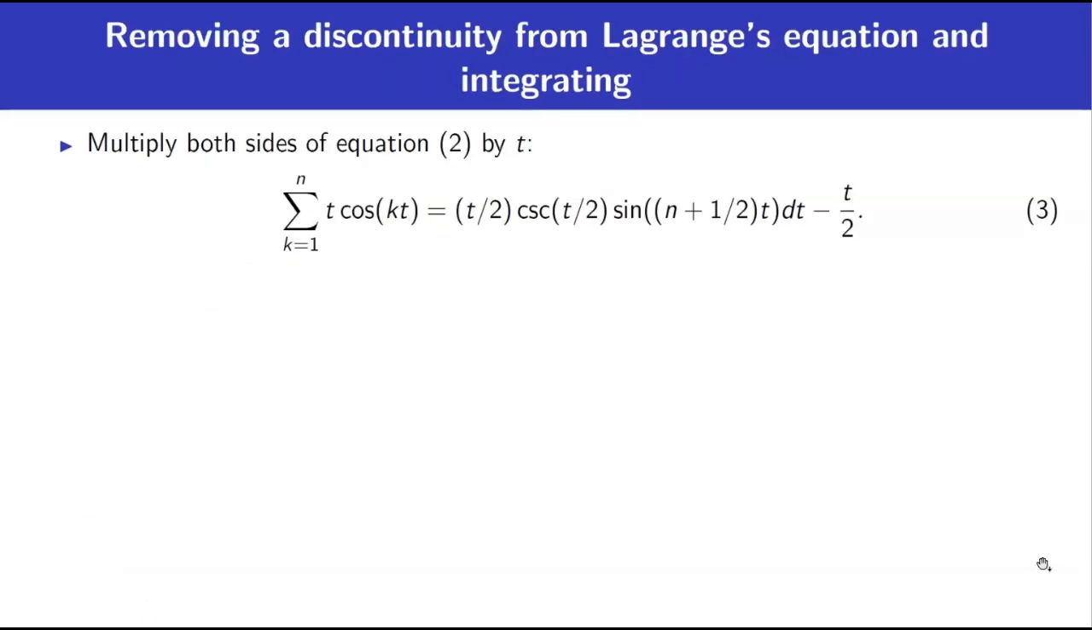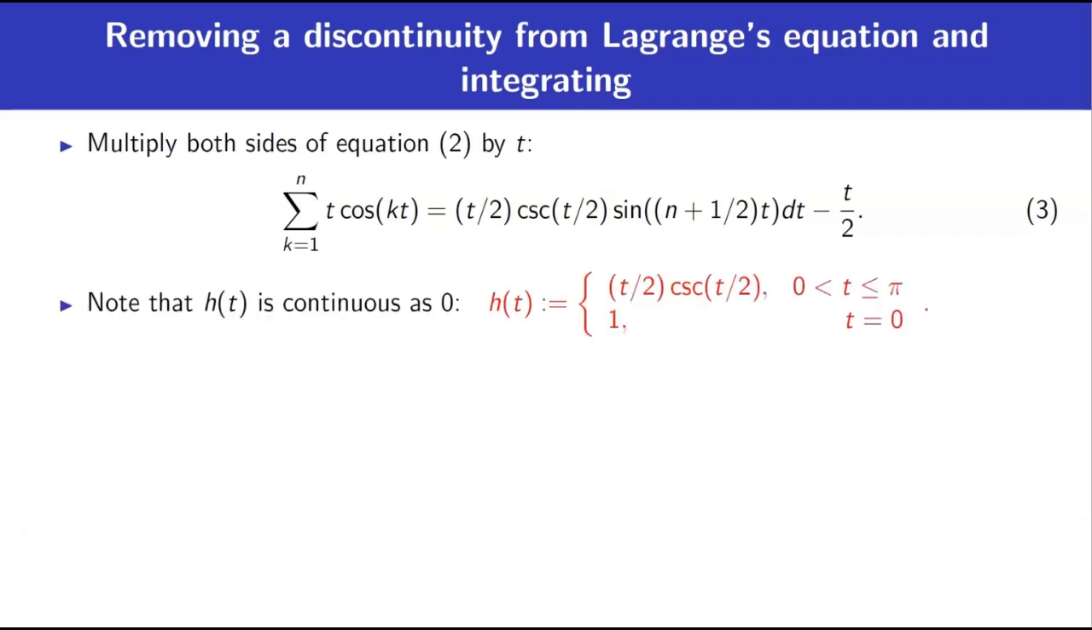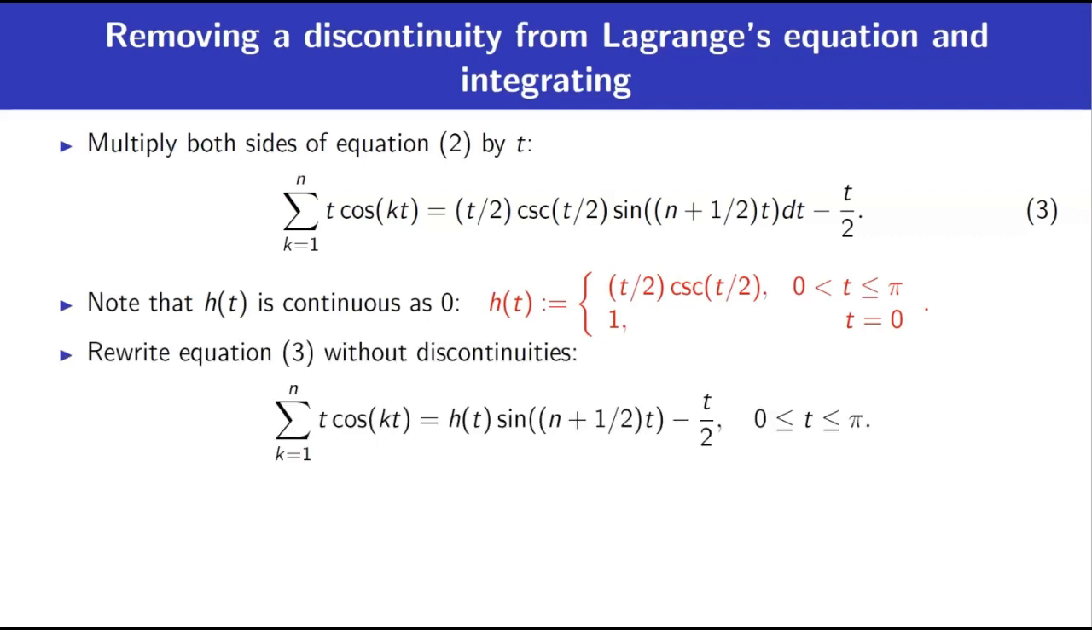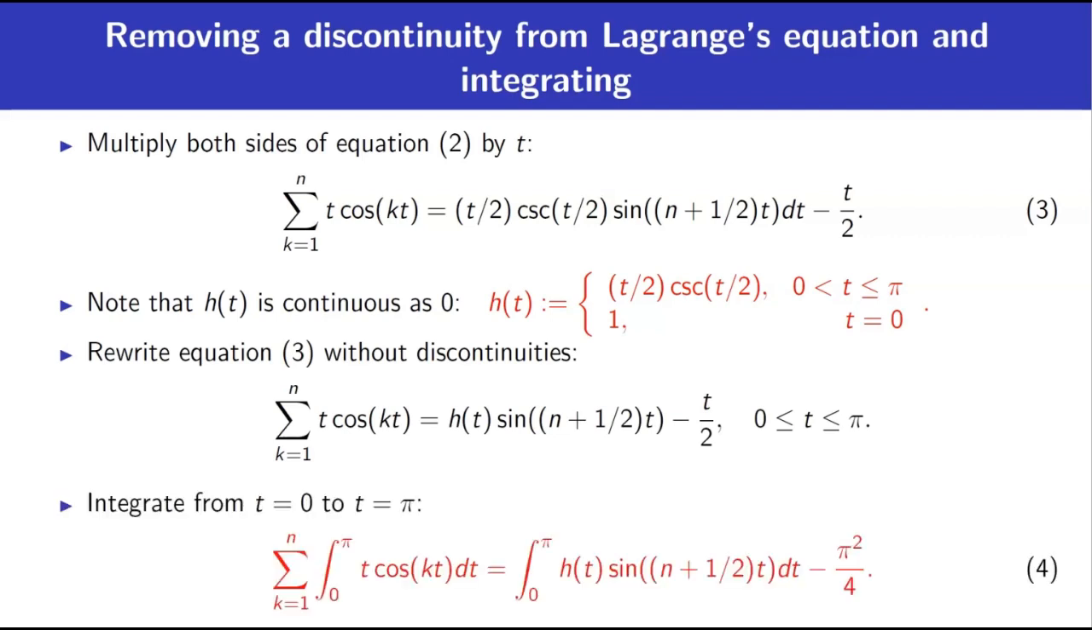The cosecant term in Lagrange's identity has an infinite discontinuity at 0, so we can multiply both sides by t to remove it. We can do this because of the small angle approximation and the fact that cosecant is the reciprocal of sine. Note the function h of t defined here is continuous on the closed interval from 0 to pi. So equation 2 can be written as follows with no discontinuities on that interval. Finally, integrate from 0 to pi.